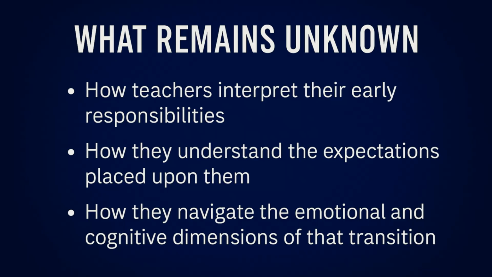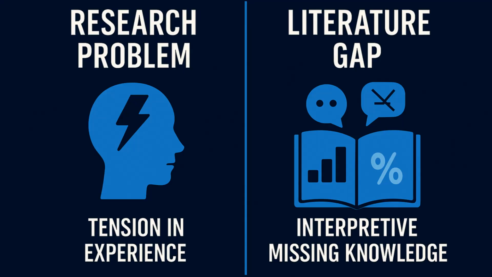What remains unknown is how teachers interpret their early responsibilities, how they understand the expectations placed upon them, and how they navigate the emotional and cognitive dimensions of that transition. The research problem reveals a tension embedded in experience, and the literature gap shows that the missing knowledge is interpretive rather than measurable. Because the phenomenon cannot be understood without hearing how teachers themselves make sense of their early roles, the study requires a qualitative design capable of capturing the meanings that shape teachers' early careers.